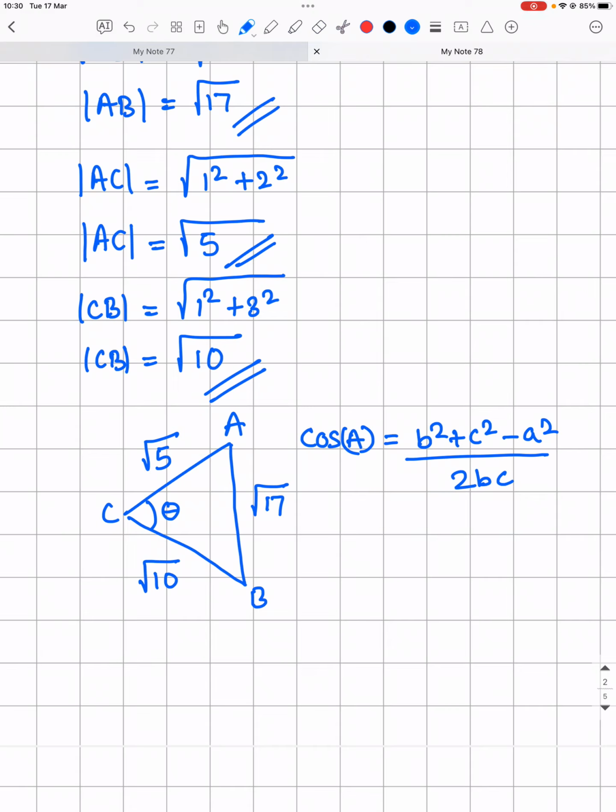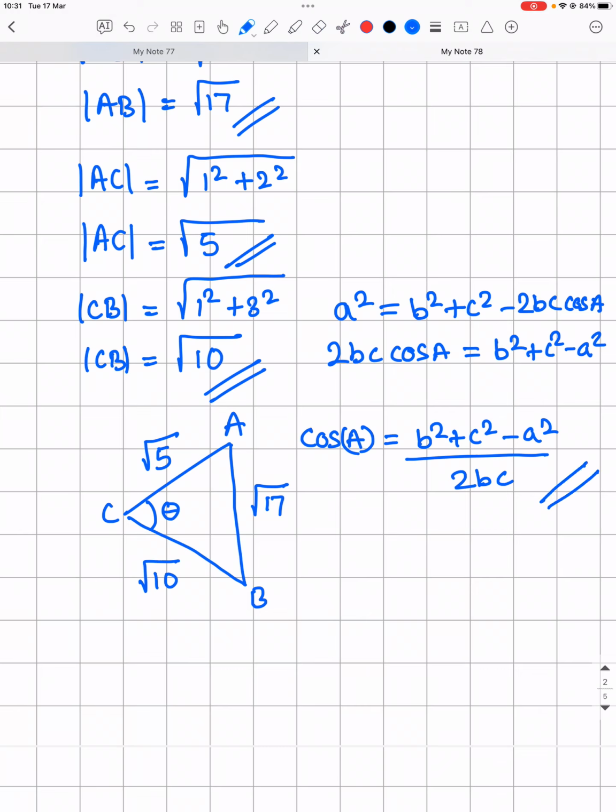For anyone who wonders how I got that, the cosine rule is actually just A squared equals B squared plus C squared minus 2BC cos A, and I've simply rearranged this. I've taken minus 2BC cos A to the other side and A squared to the other side to get 2BC cos A equals B squared plus C squared minus A squared, and then I divide both sides by 2BC, leaving me with this formula over here. So now I'm trying to work out cos A. In this case, A would be ACB, which is what I'm after.